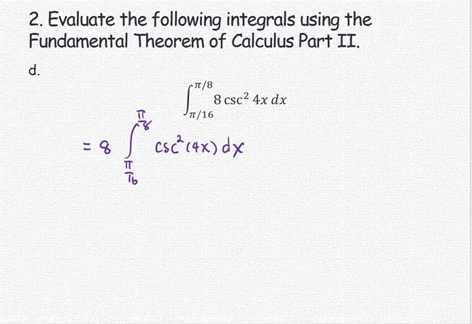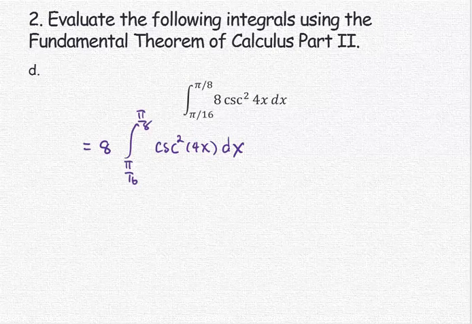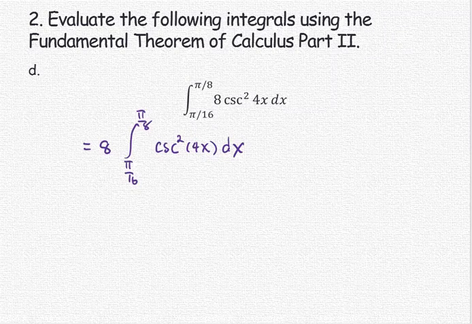Think backwards. What trig function has a derivative of cosecant squared? Could anyone let me know what that function would be, the function whose derivative is in terms of cosecant squared?